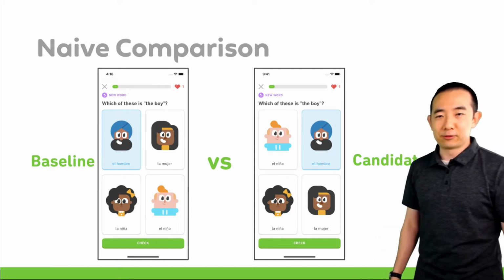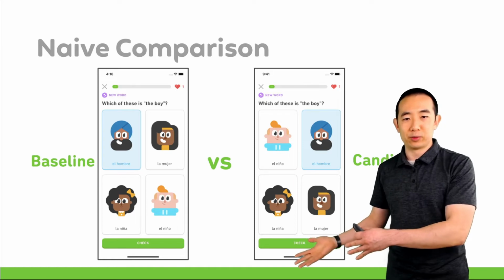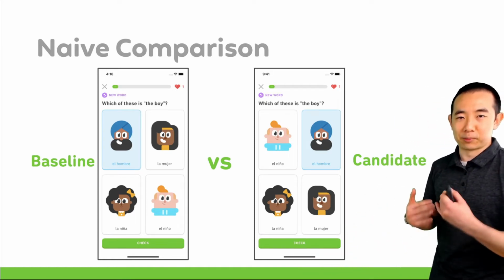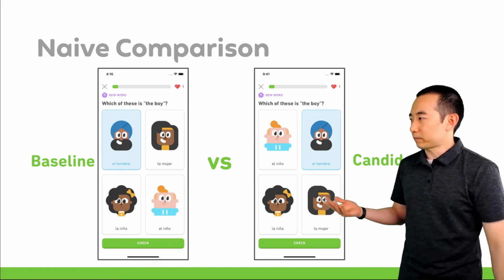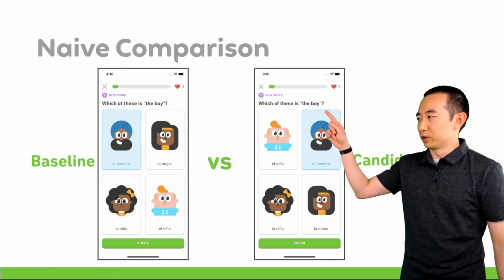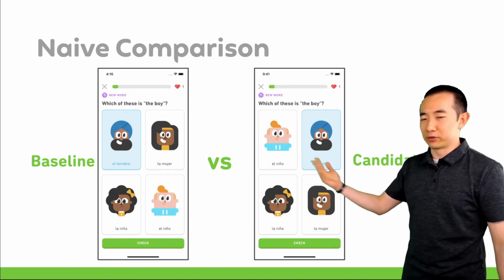Let's consider a naive comparison. In the left screenshot, this is the baseline. This is the screenshot from a previous week. And then on the right, we have the screenshot from the current week, which we're comparing to that. This screenshot is of one of our course materials. It's asking, what is the Spanish word for the boy? And there are four options to choose from.